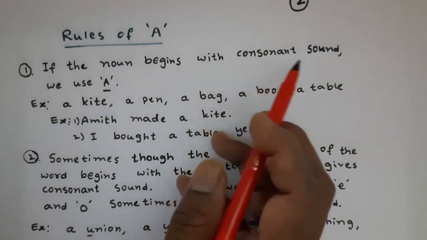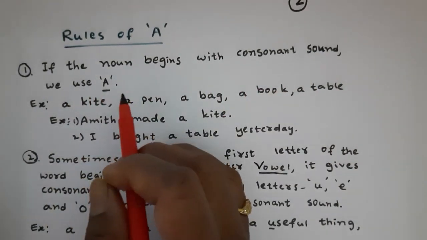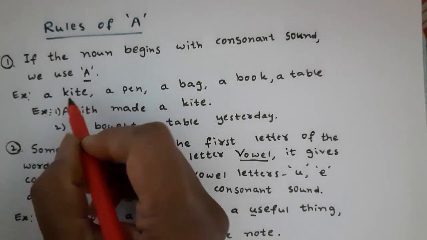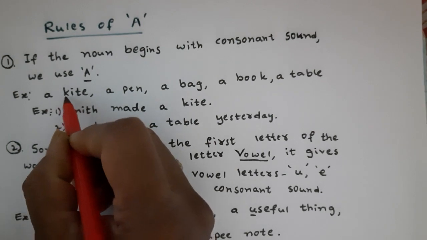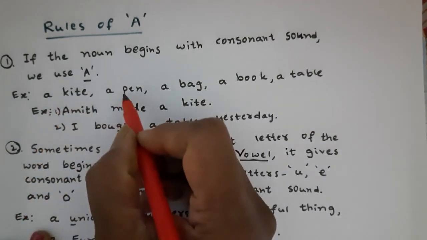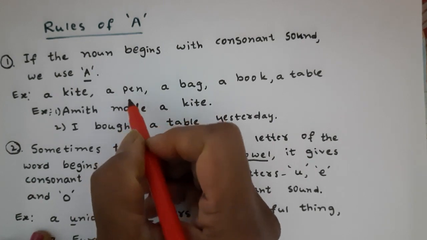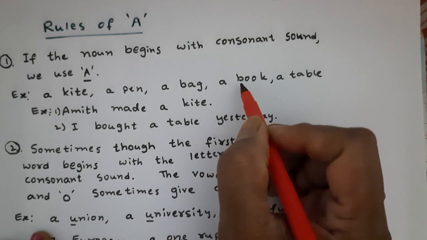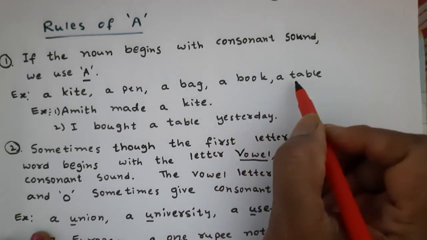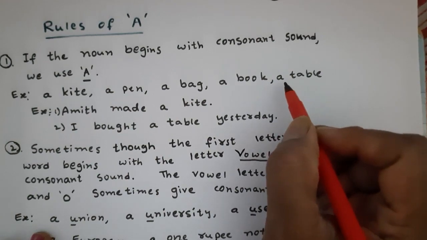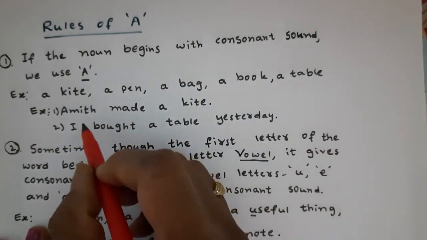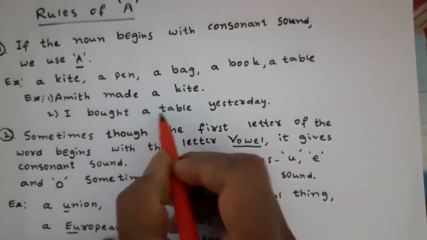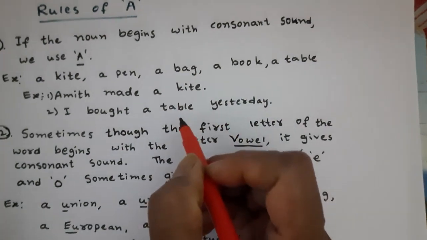Now we will learn about a, where we use it. If the noun begins with a consonant sound, we use a. In the same way here, a kite, k, consonant sound. So we can use a kite. And here p, consonant sound. And here bag, in bag, b, consonant sound. Here in this word, b, consonant sound. Here it is a consonant sound. So we can use a before all these nouns. For example, Amit made a kite. I bought a table yesterday. Like that.